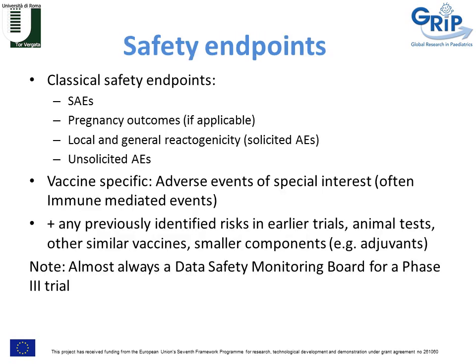It is an obligation of the study sponsor to collect safety information on every subject that is enrolled in a clinical trial, and this is certainly not different in a phase 3 trial. Typically, the safety information that is collected is categorized as either serious adverse events, or SAEs, pregnancy outcomes, unsolicited adverse events, and typically for vaccines, a range of local and general solicited adverse events.